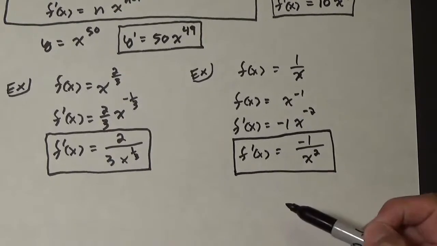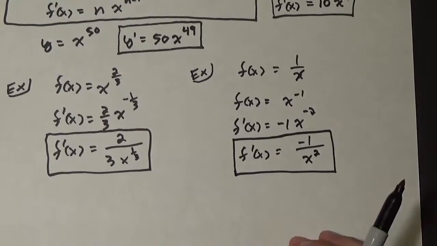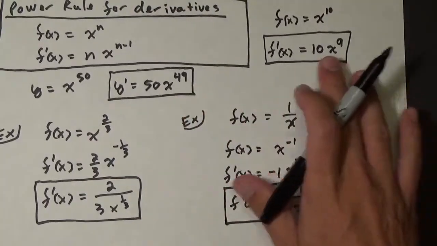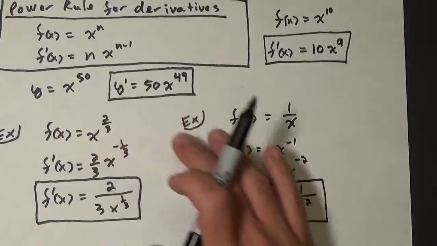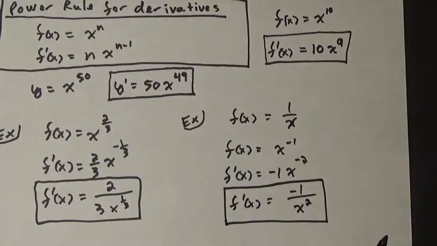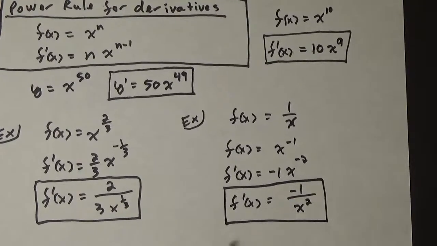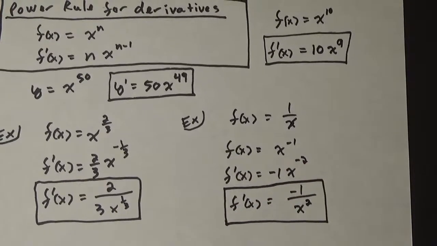So as you can see, this power rule is very useful, and whether you have a power with a very high exponent like 50, or you have a rational exponent like 2/3, or you have a negative exponent like the negative 1, using the power rule is fairly straightforward.